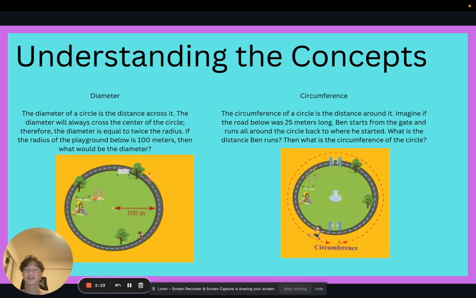So let's look at our previous example, right? Where we know the radius is 100 meters. So therefore, we know the diameter must be 200 meters. If the diameter is 200 meters, and the circumference is diameter times pi, therefore the circumference must be 200 times pi, or 200 pi. This is roughly 628 meters.